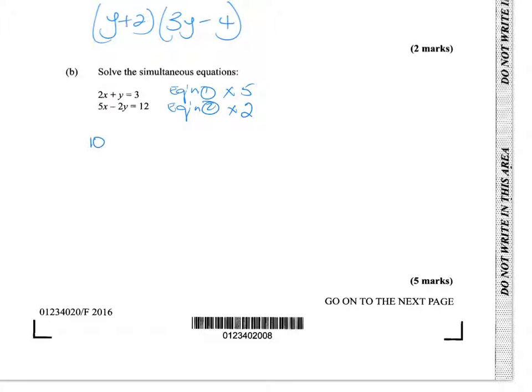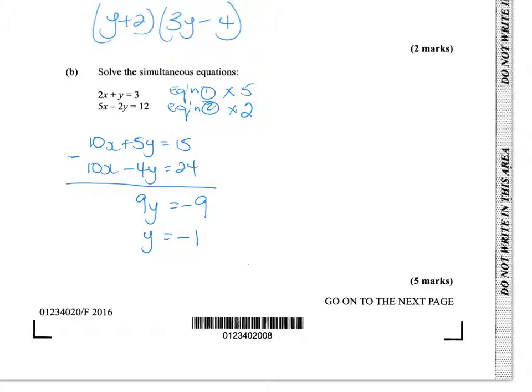So 5 2s are 10x plus 5y is equal to 15. And in the second equation, I'm going to multiply each thing by 2. So I'll get 10x minus 4y equals 24. Then I minus the two equations. So 5y minus 4y gives us a positive 9y. And 15 minus 24 is minus 9. Therefore, y is equal to minus 1.